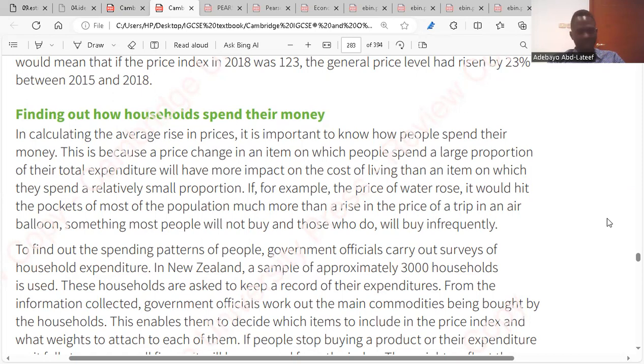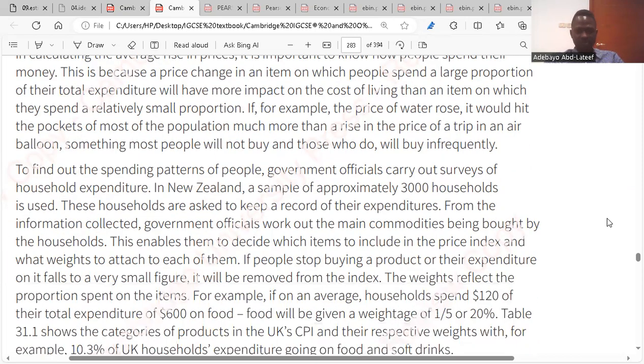Clear, right? So to find out spending patterns of people, government officials carry out surveys of household expenditures. In New Zealand, a sample of approximately 3,000 households is used. Those households are asked to keep a record of their expenditures. From the information collected, government officials work out the main commodities being bought by the households. This enables them to decide which items to include in the price index and what weight to attach to each of them. If people stop buying the product or their expenditure on it falls to a very small figure, it will be removed from the index.